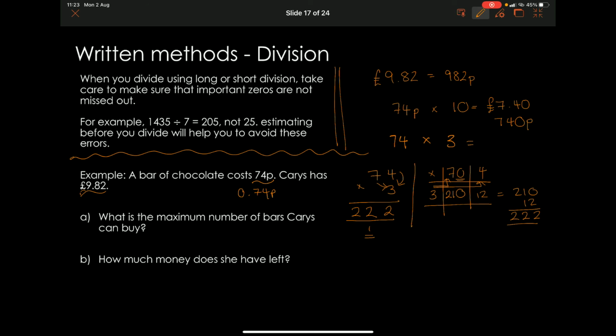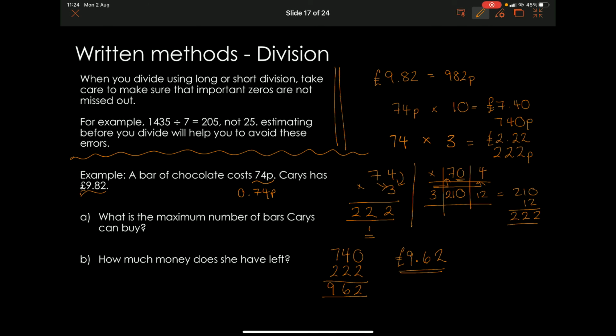So 74 times 3 is 222 pence or £2.22. Okay, right, so far then you've spent 740 pence or £7.40 and 222 pence or £2.22. If I add those together, gives me 2, 6 and then 9. Okay, so altogether I've spent £9.62. Okay, so I'm just putting those pence back into pounds.